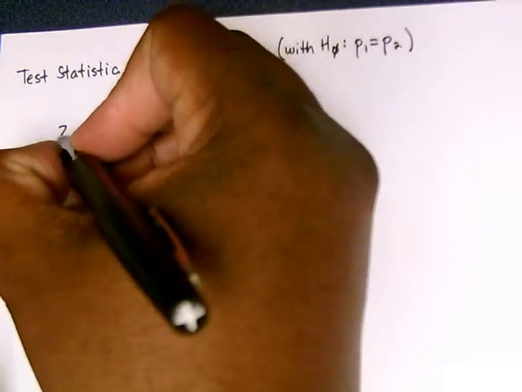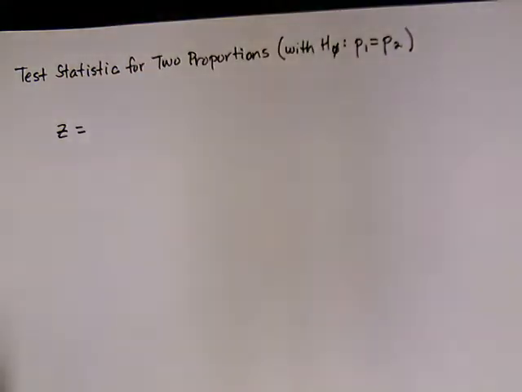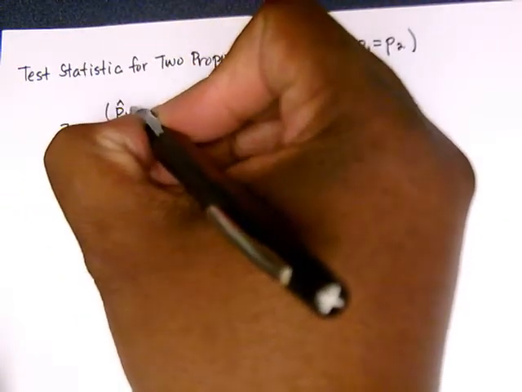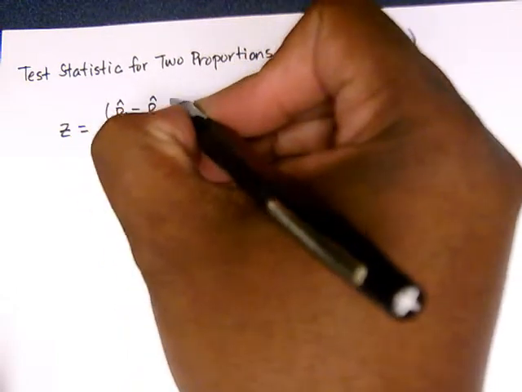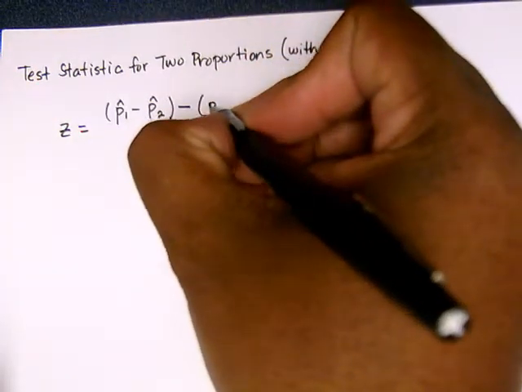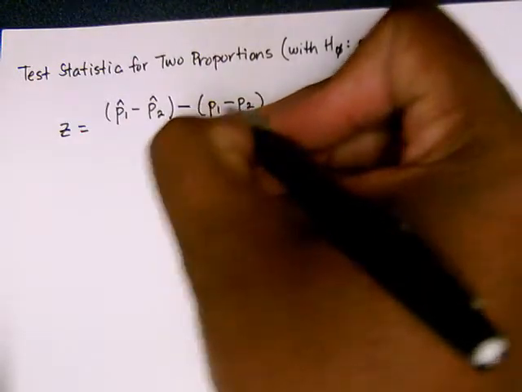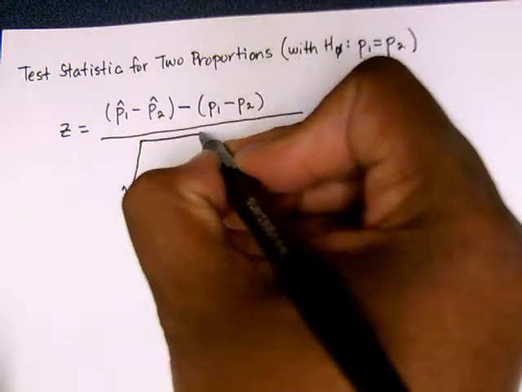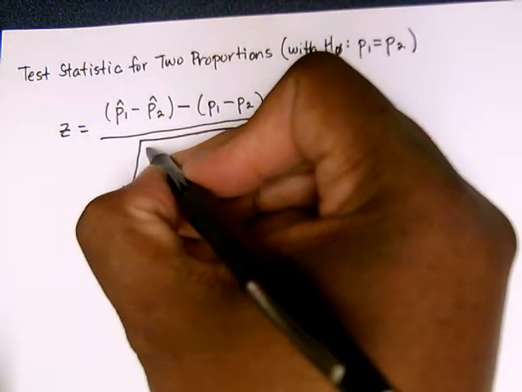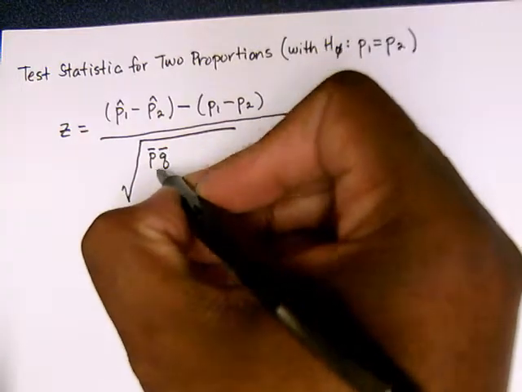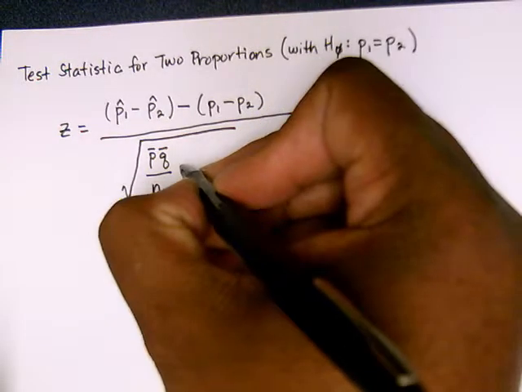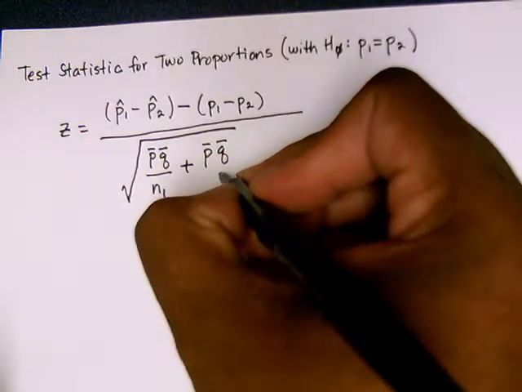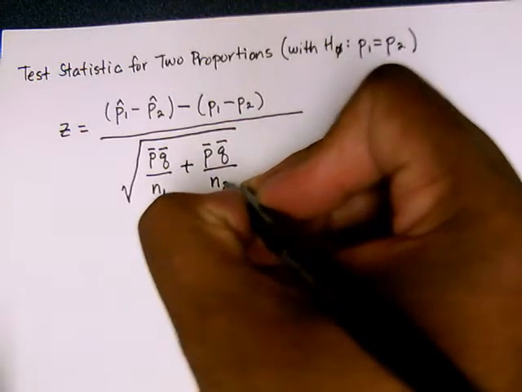And that test statistic is this. It's going to be a z-test. So we're going to be using z is equal to p1 hat minus p2 hat minus p1 minus p2, and that's all divided by the square root of p bar times q bar divided by n1 plus p bar times q bar divided by n2.